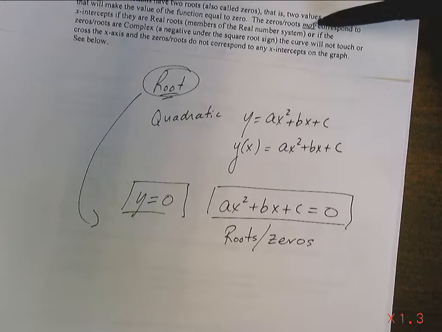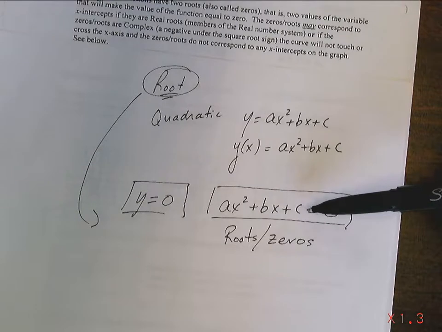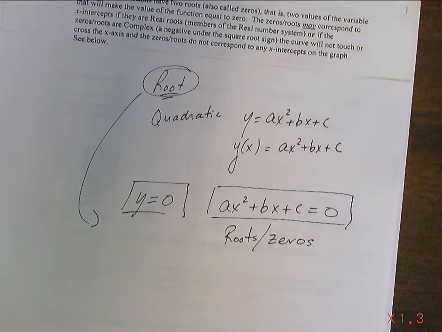The zeros or roots may correspond to x-intercepts if they're real roots, meaning that they're members of the real number system. So they may be x-intercepts if they're real values. If, however, whatever satisfies this equation are complex or have imaginary numbers part of them, then the curve will not touch or cross the x-axis because they cannot be graphed on a real number plane, okay? Because they're imaginary. They don't have anywhere to go. There's no values that correspond to the imaginary values. So, let's look below.